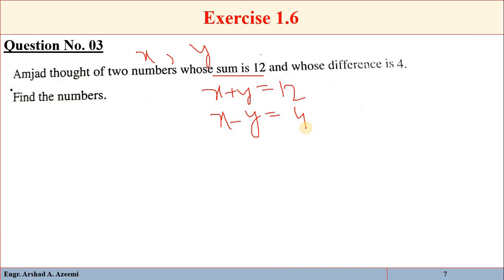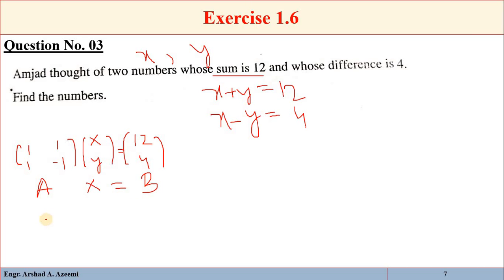Now we have to solve it by matrices, so convert it into matrices. It will be [1 1; 1 -1], and this will be [x; y], is equal to [12; 4]. Now suppose this is matrix A, this is matrix X, and this is matrix B. We have to find matrix X, which is equal to A inverse multiplied by B. You can use the inversion method or you can use the Cramer method.